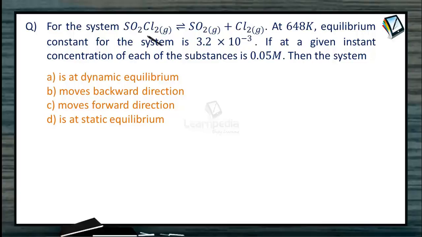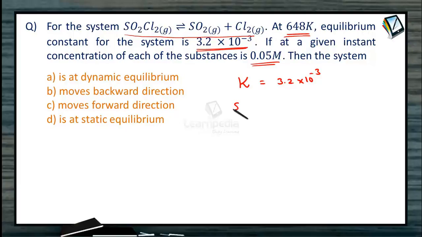The next question. For the system SO2Cl2 gas giving SO2 gas plus Cl2 gas at 648 Kelvin temperature, the equilibrium constant for the system is 3.2 into 10 to the power of minus 3. So we are given equilibrium constant K at 648 Kelvin temperature for the above system as 3.2 into 10 to the power of minus 3. If at a given instant concentration of each of the substances is 0.05 molar, then the system A is at dynamic equilibrium, moves backward direction, moves forward direction, is at static equilibrium.